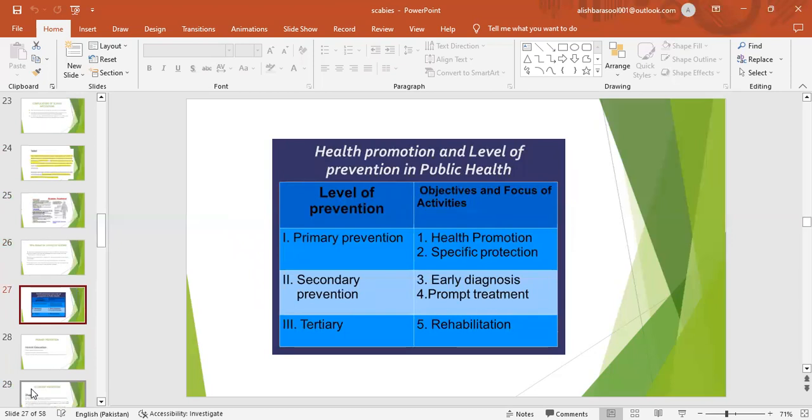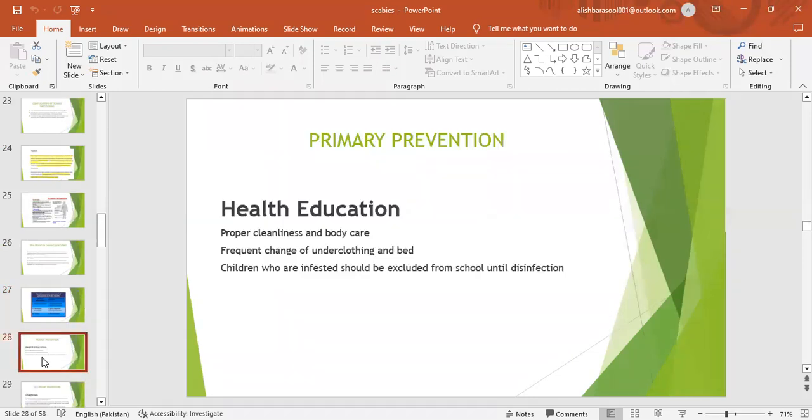Health promotion and level of prevention in public health. Levels of prevention: primary, secondary, and tertiary. Health promotion and specific protection, early diagnosis and prompt treatment, and rehabilitation. Primary prevention: health education, proper cleanliness and body care, frequent change of underclothing and bedding. Children who are infested should be excluded from school until disinfection.